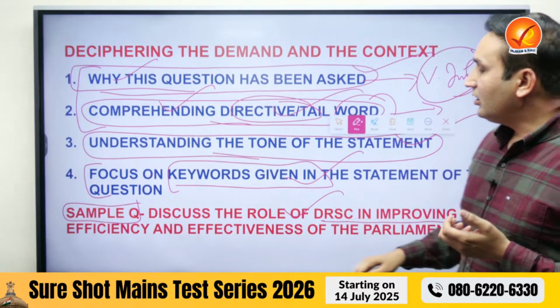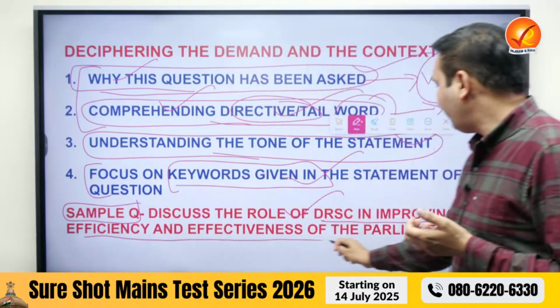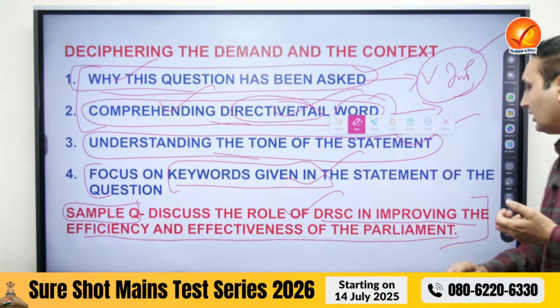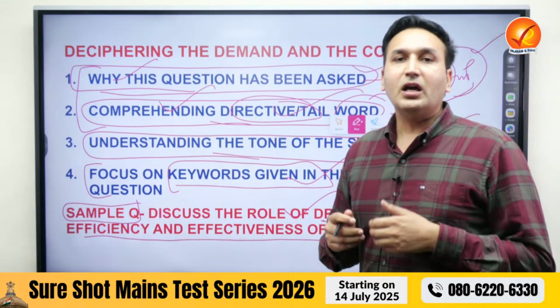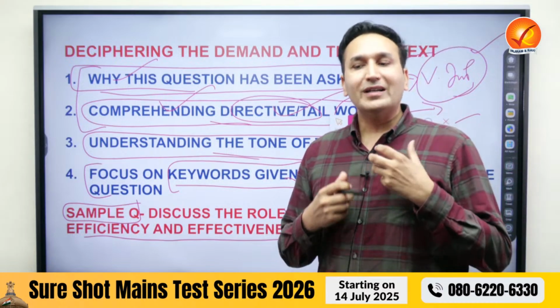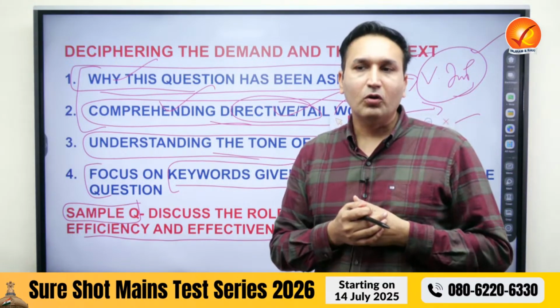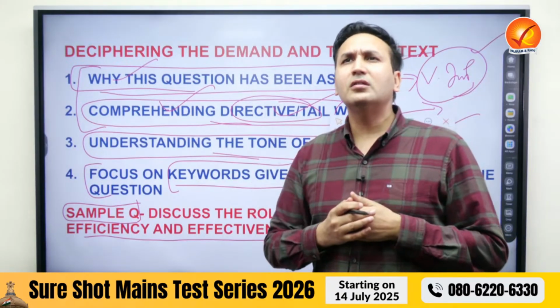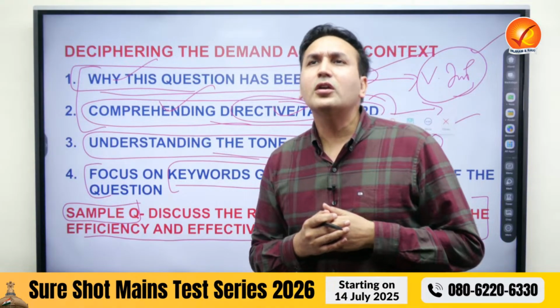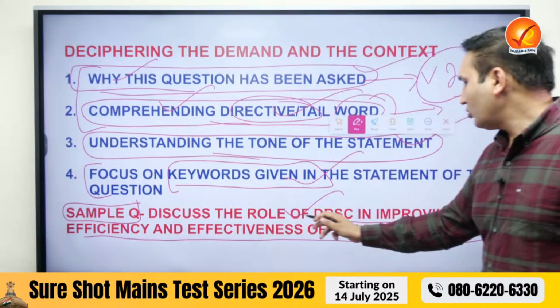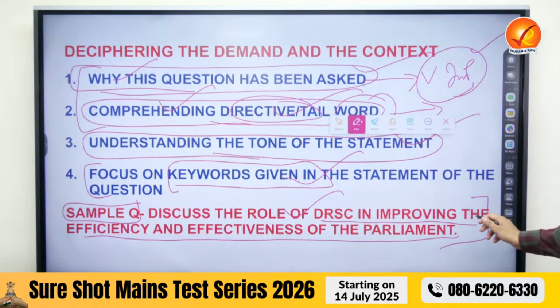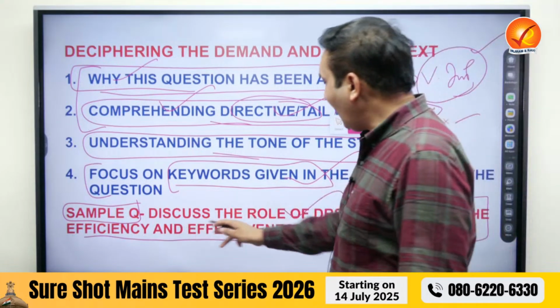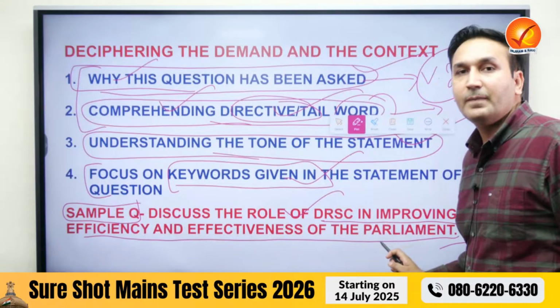And for our sample question, we can take for demonstration purposes: discuss the role of department related standing committee in improving the efficiency and effectiveness of the parliament. Right, this is a sample question, and I want all of you to, let us say, write an introduction, or what would be the demand of this question, right? You can answer me in YouTube comments. I'll be looking at your YouTube comments. So discuss the role of department related standing committee in improving the efficiency and effectiveness of the parliament, right?